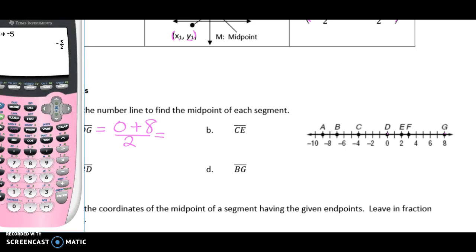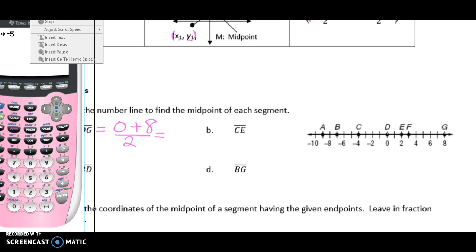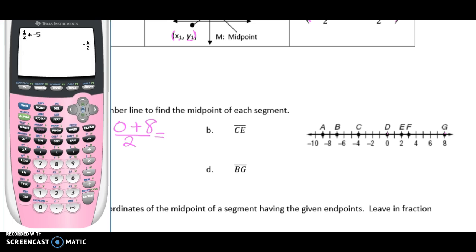One of the ways that we can do this, just as a reminder, in the calculator, you press alpha, then the y equals, you get a fraction menu. On the top, I had 0 plus 8, and then on the bottom, I'm dividing by 2, and it gives me that answer.